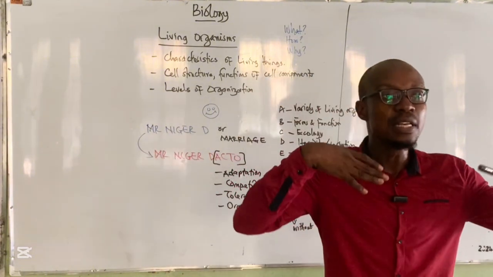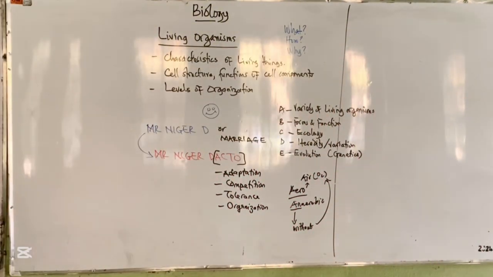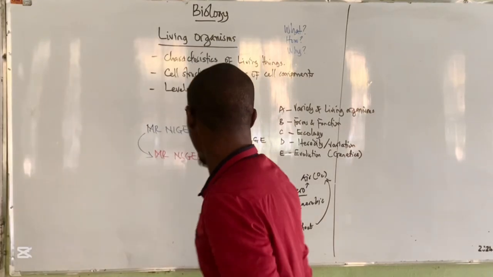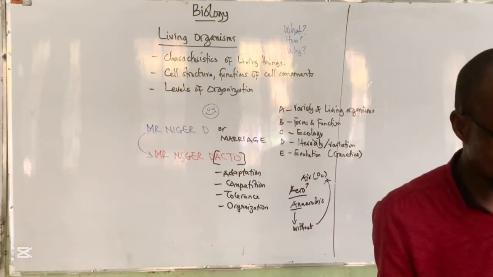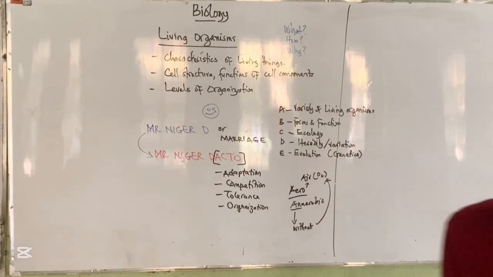Nutrition. Living organisms feed. They need to eat so that life processes in the cell will proceed. And nutrition in plants. There are two basic living organisms we give attention to in biology, basically the plants and the animals. So nutrition in plants is not the same as in animals.